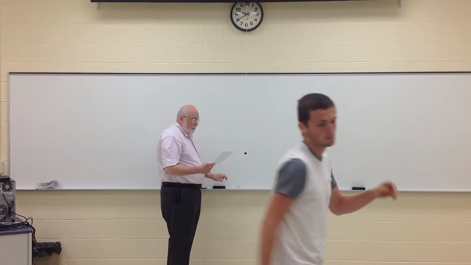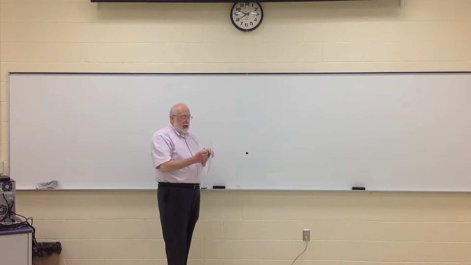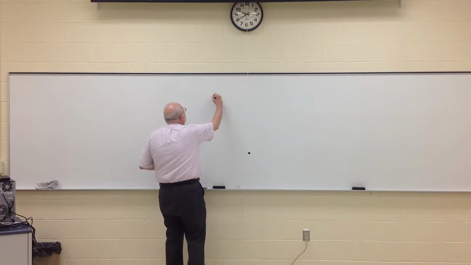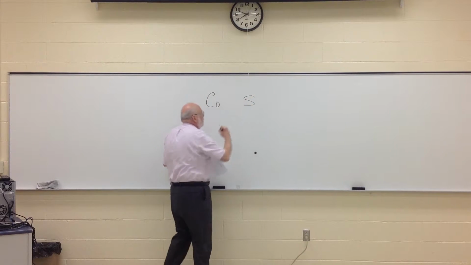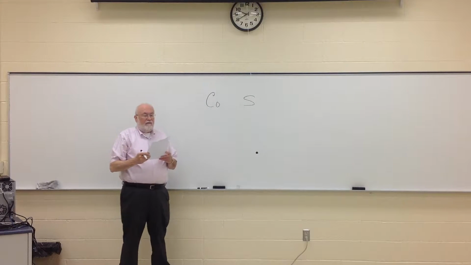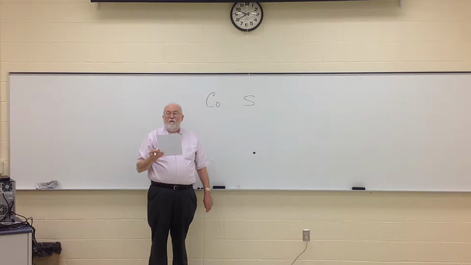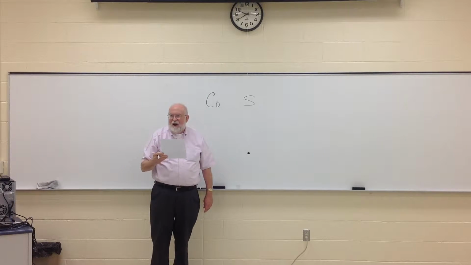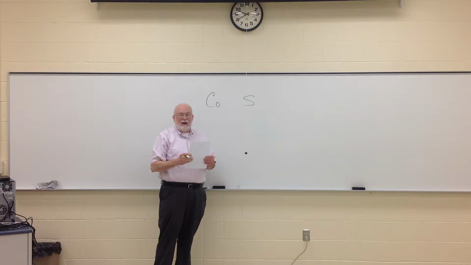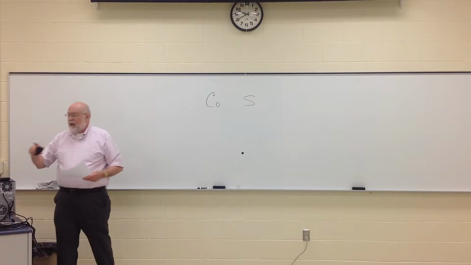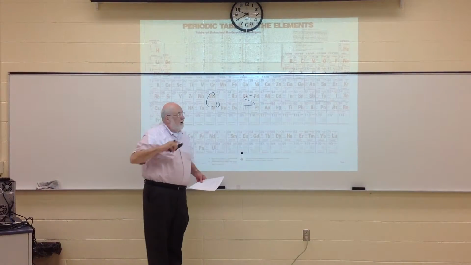All right, now, the next one says if we put together the elements cobalt and sulfur, would we form a compound that is either ionic or covalent? And then part B, explain. All right, now, what do you think? Well, let me just pop the periodic table back up here.